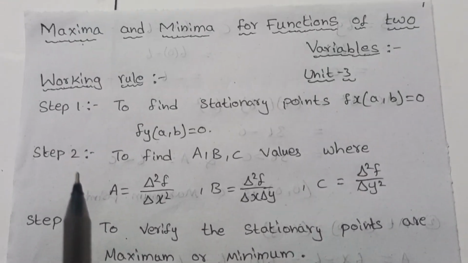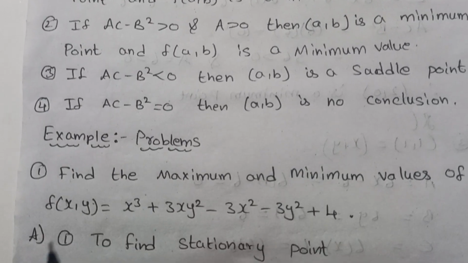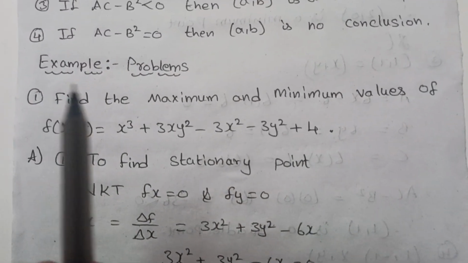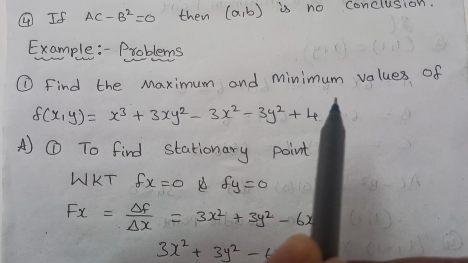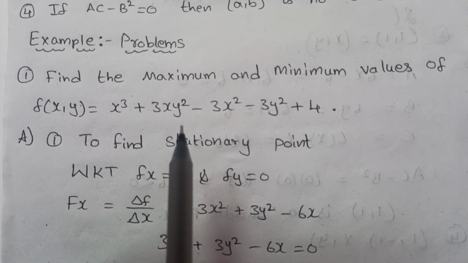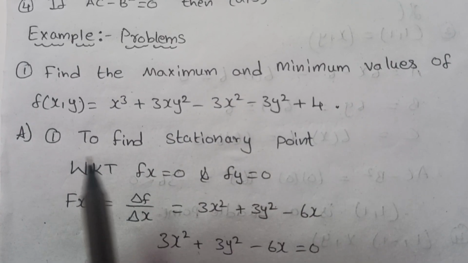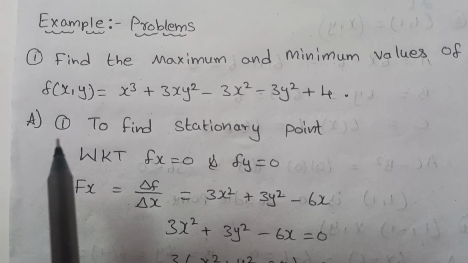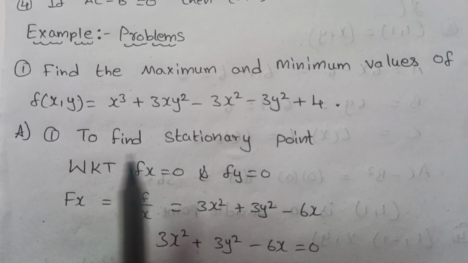This maxima and minima concept is very important, and it is very easy to score in sem or mid exams. So let's see some important questions. First question: find the maximum and minimum values of f(x,y) = x³ + 3xy² − 3x² − 3y² + 4. Now we come to the solution. The first step is to find the stationary points. Everyone should follow the steps, then you will find the answer.